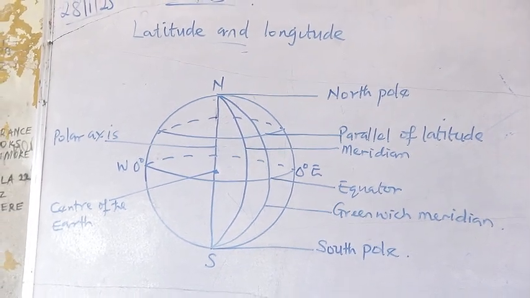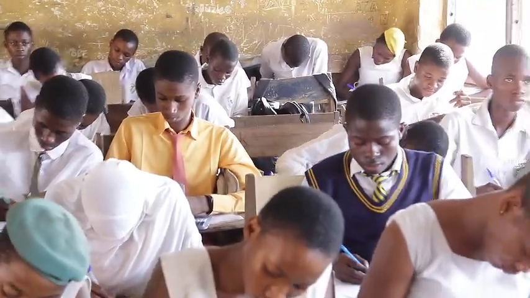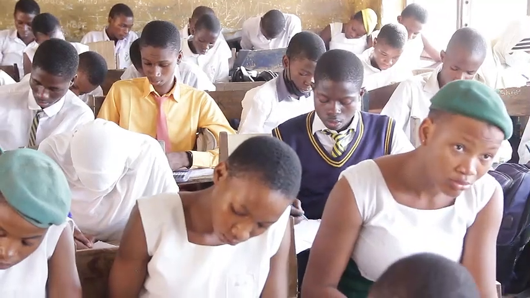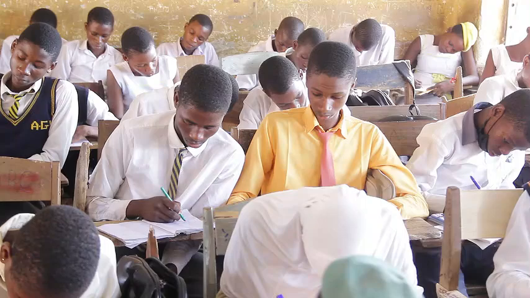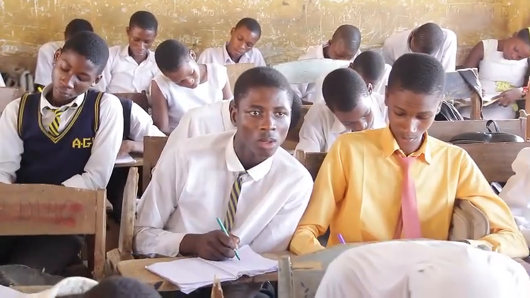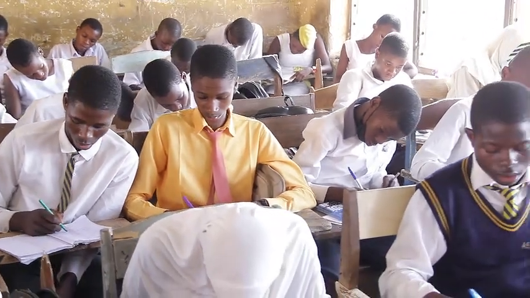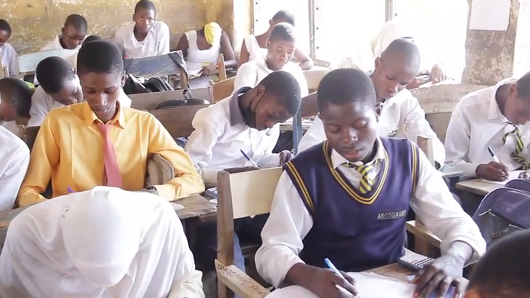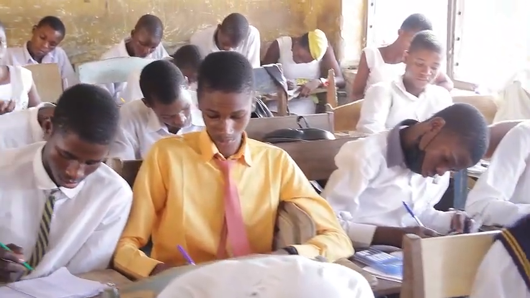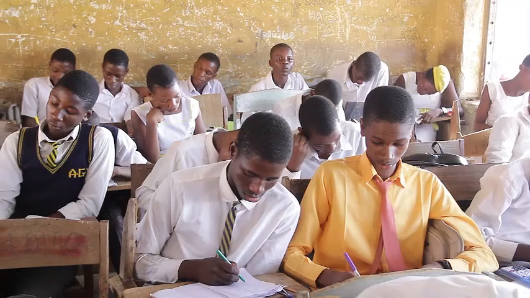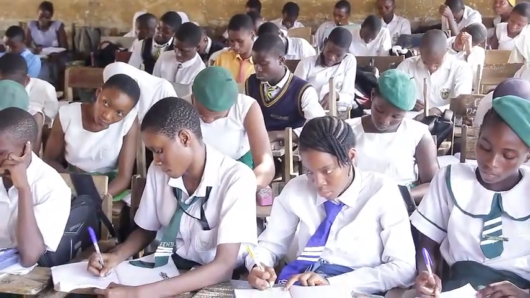Each of these lines, except the equator, which passes through the center of the Earth, full stop. Then you draw this diagram too.